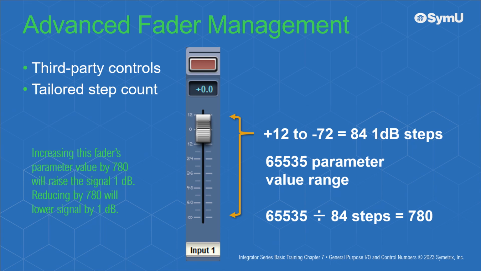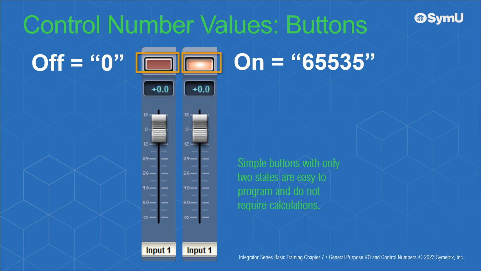When adding approved external control devices, the Integrator series DSPs can do the math for you with built-in resolution preference settings. We'll look at that in a minute. Rather than a fader, a button can be used to affect a parameter value. Since a button is either in an on or off state, no calculations are necessary. When the button is off, the parameter value is 0, and the fader above is passing audio. When the button is on and is red, the control value is 65535 and the fader is muted.